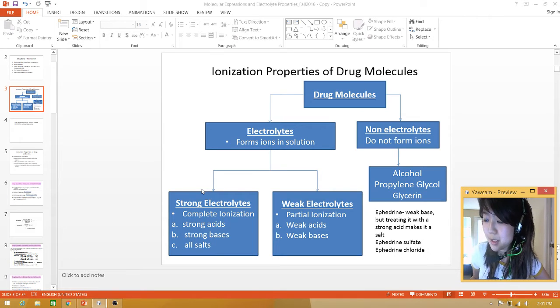Most drugs are going to be either weak acids or weak bases, so they're going to be weak electrolytes. For example, phenobarbital is weakly acidic, while morphine is weakly basic. Next, we're going to talk about ephedrine. Ephedrine is a weak base, but treating it with a strong acid will make it into a salt. Treating ephedrine with sulfuric acid will give us ephedrine sulfate, while treating ephedrine with hydrochloric acid is going to give us ephedrine chloride. These two products are going to be completely ionized in solution because they will be salts.